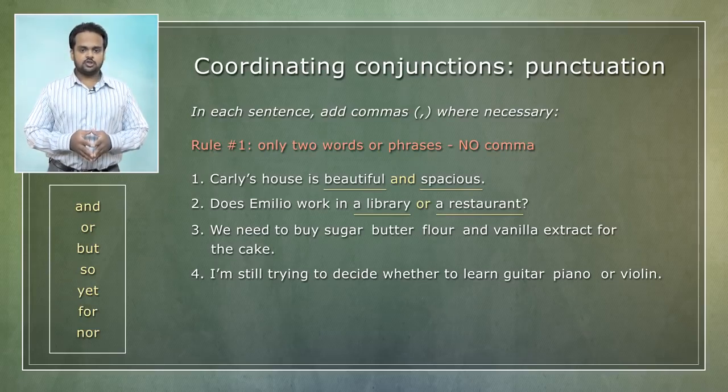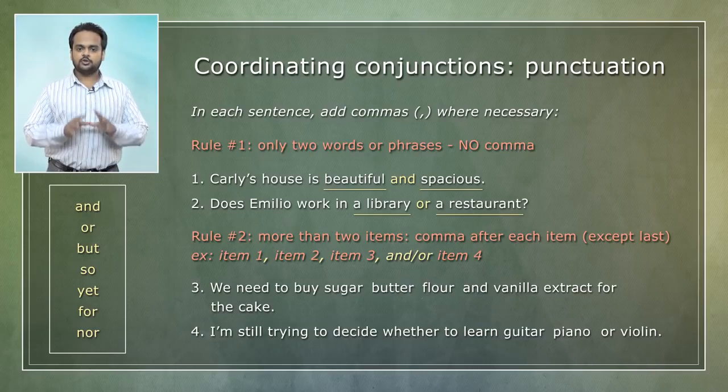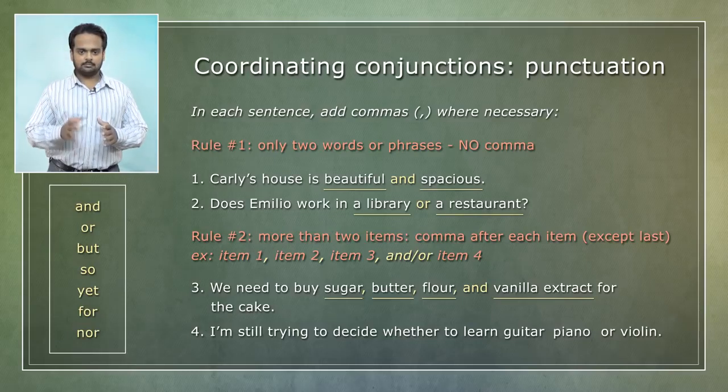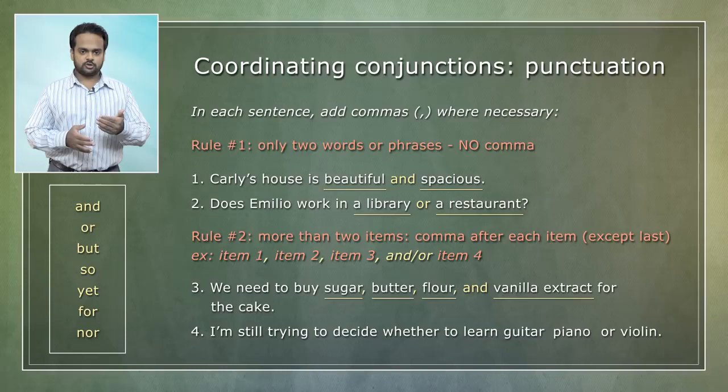In number 2, the conjunction is or, and it connects 2 noun phrases, a library, and a restaurant. So again, only two items, so we don't use a comma. In sentences 3 and 4, commas are required. When we have lists of 3 or more items, we use commas to separate them. In number 3, we need to buy sugar, comma, butter, comma, flour, comma, and vanilla extract for the cake. Notice that there is a conjunction and before the last item, and the comma goes before the conjunction.